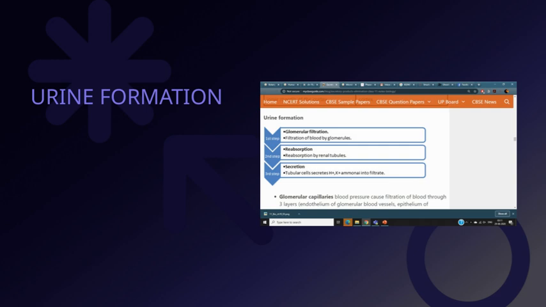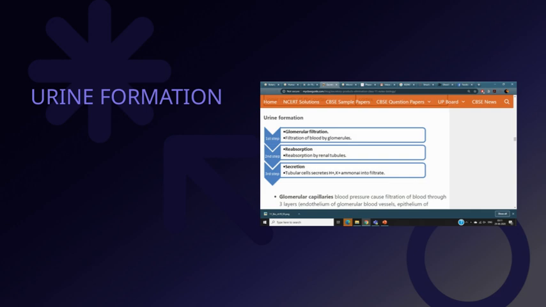Next, in the tubules, the body selectively reabsorbs essential substances like glucose, certain ions, and water, ensuring that valuable nutrients are conserved. At the same time, waste products such as urea and excess ions are left behind or secreted into the tubules. This fine-tuned process helps regulate blood volume, blood pressure, and electrolyte balance.